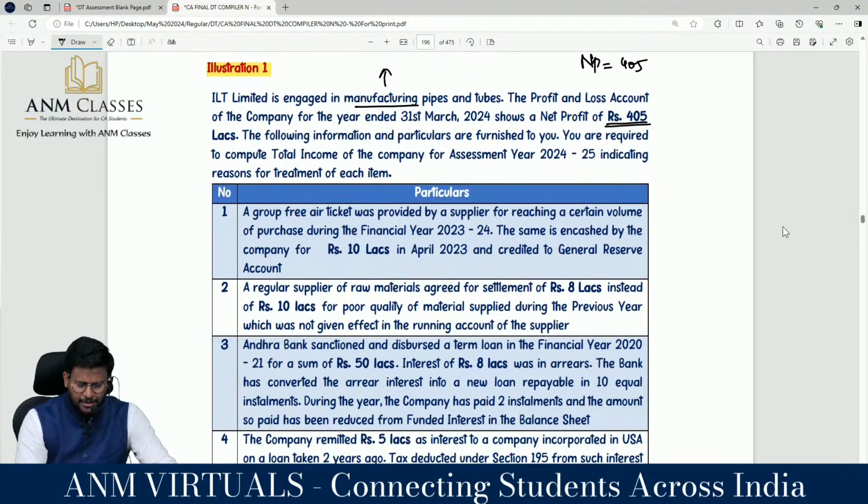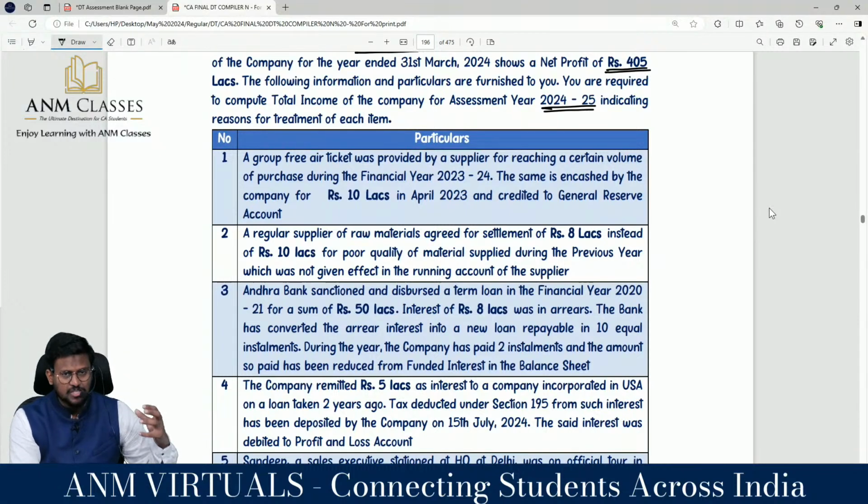Following information and particulars are furnished to you. You are required to compute the total income of the company for assessment year 24-25, indicating reasons for treatment of each item. So basically, this is how a question will come. Net profit as per P&L account will be given. And they will say that we have debited so many items to the P&L account. If it has to be disallowed, it has to be disallowed.